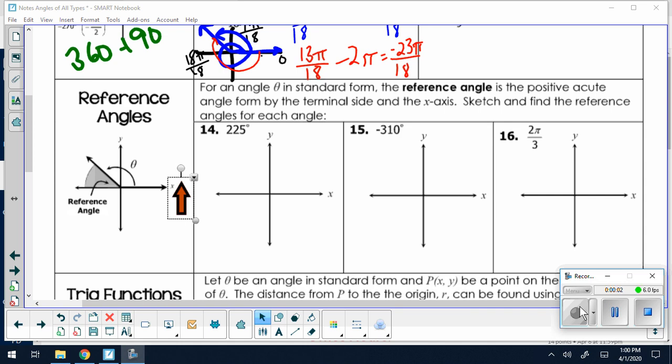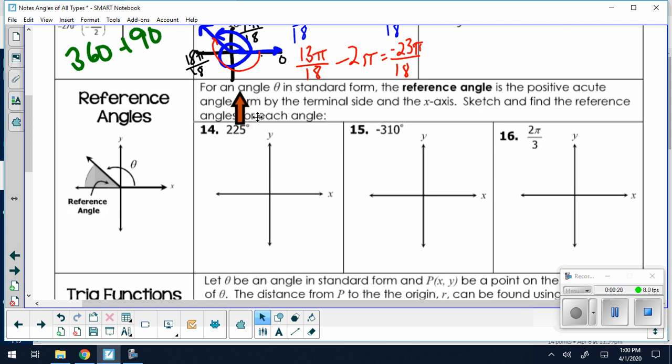In our last video for this worksheet, we're going to talk about both of these things, reference angles and then the trig functions. What we're doing right here is setting us up for the unit circle, which is pretty exciting. So this is not complicated, but it's very important.